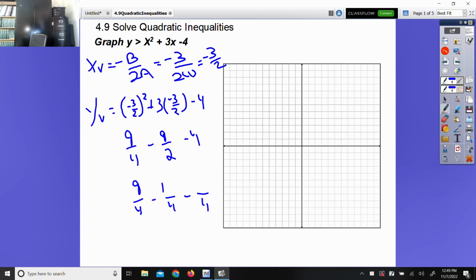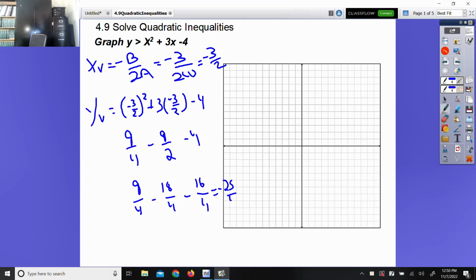If we double the 2, we double the 9. How about 4? We quadruple the understood 1, so quadruple the 4. Do the easy math. That's negative 25 quarters.